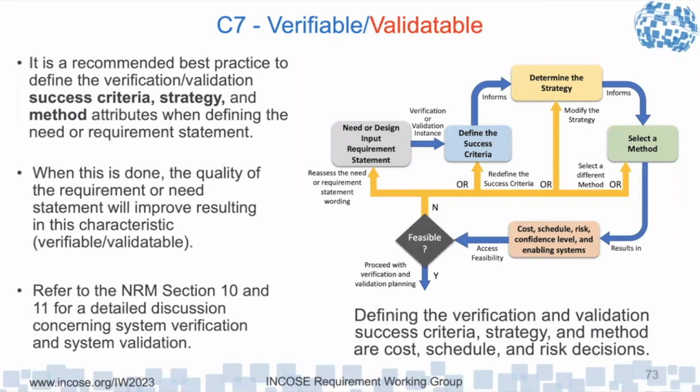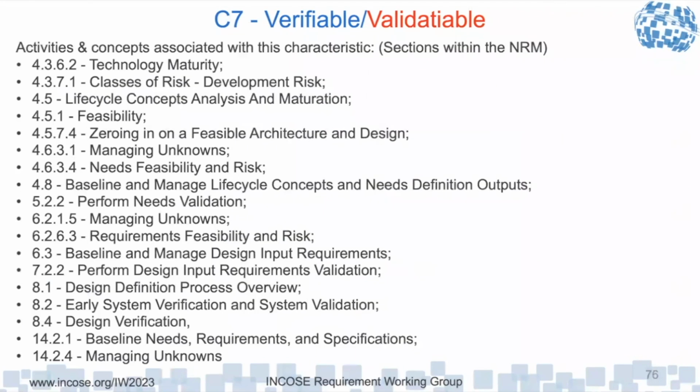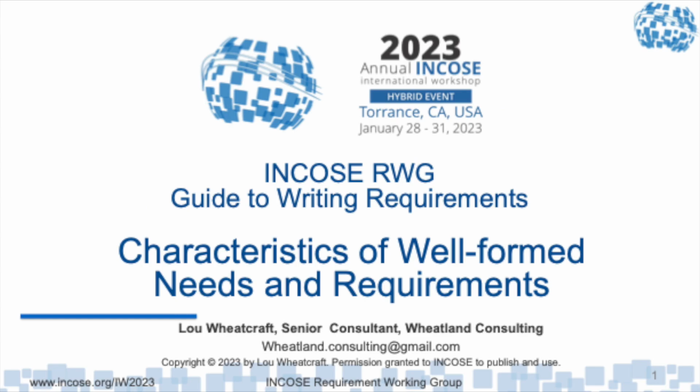Sections 10 and 11 go into a lot of detail concerning this. Rules, attributes, a lot of activities have to do with verifiability and validity. And so that ends that segment on characteristics of individual requirement statements.